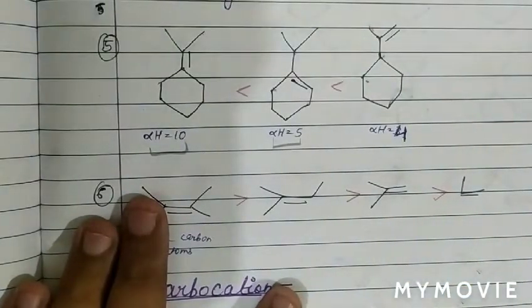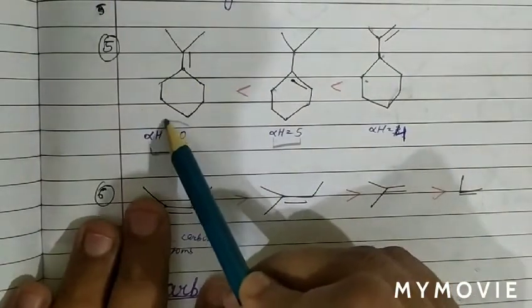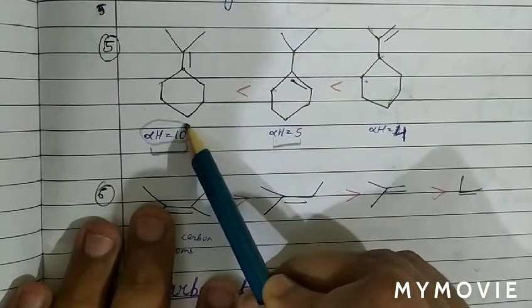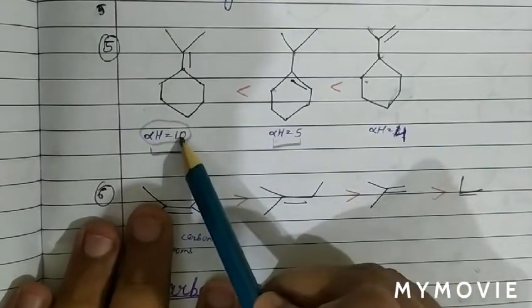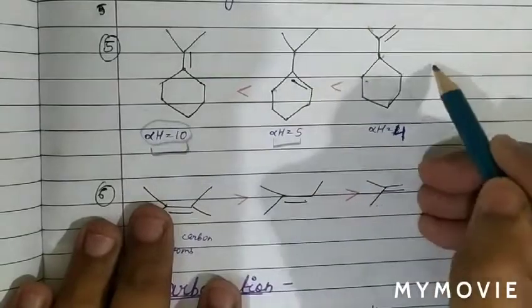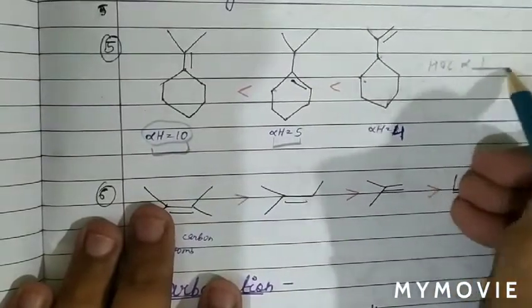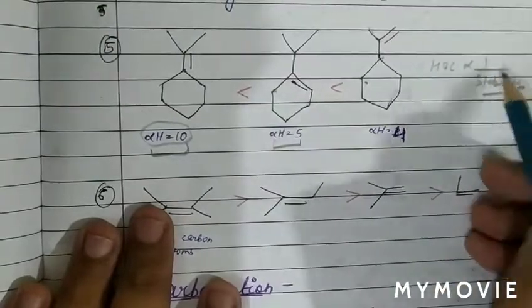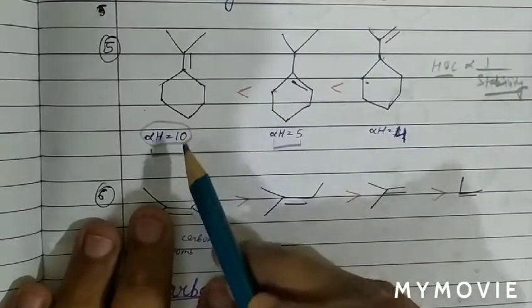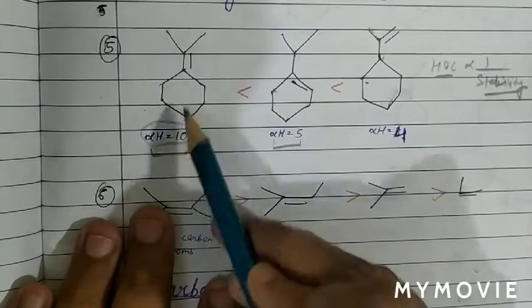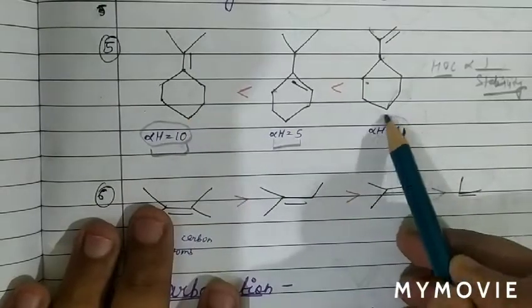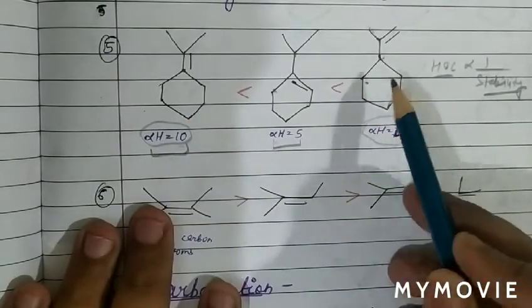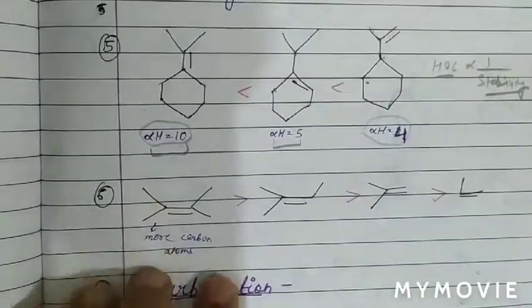As we know, the stability of this alkene is more because of more number of alpha H. More number of alpha H means more stability. And we know the heat of combustion is inversely proportional to the stability of alkene. So stability more, then heat of combustion will be less. More alpha H, more stability, less heat of combustion. Low alpha H means less stability, more heat of combustion.